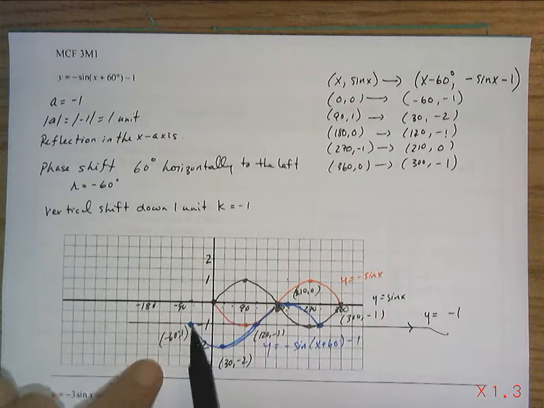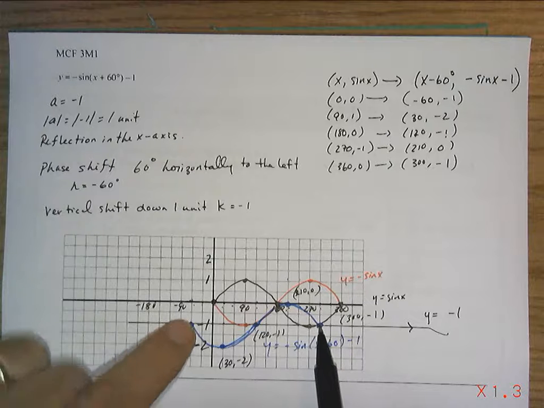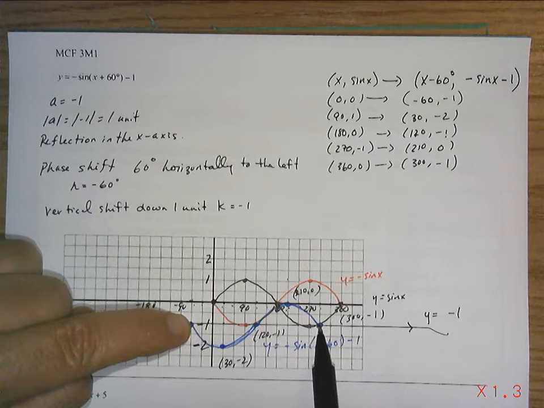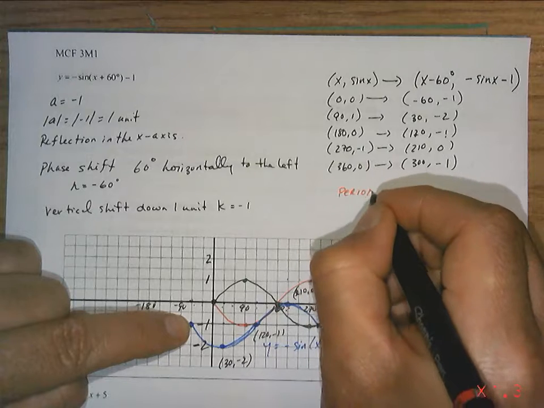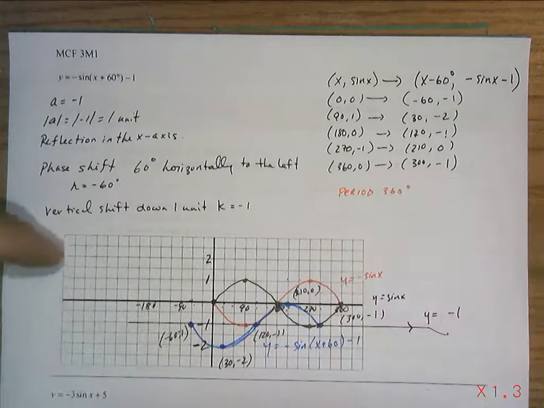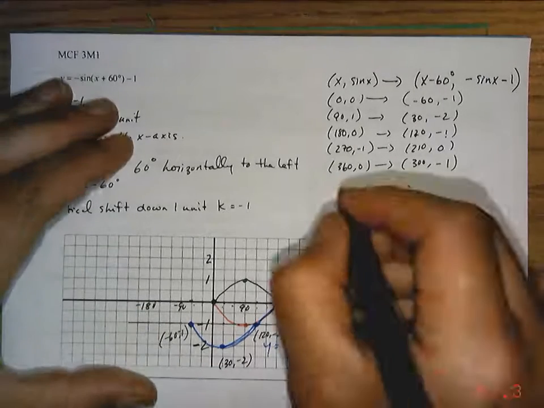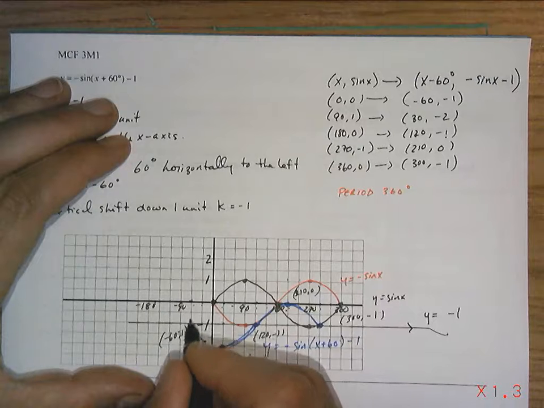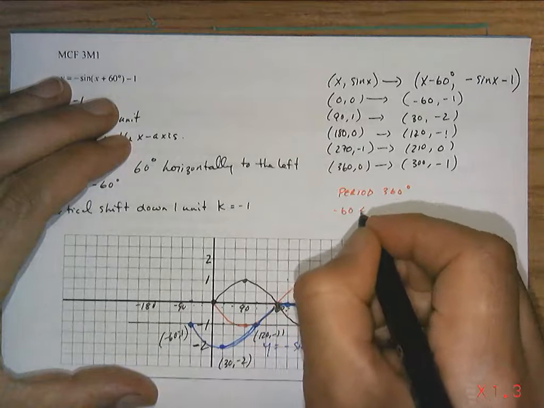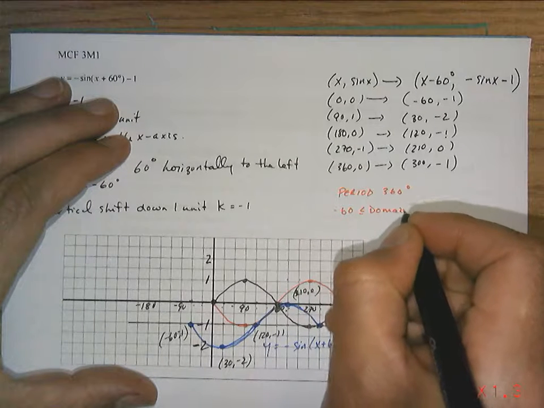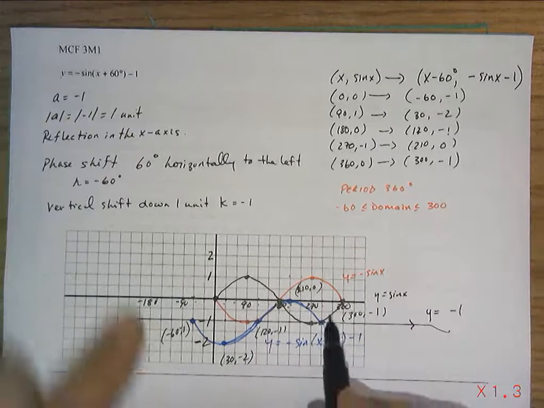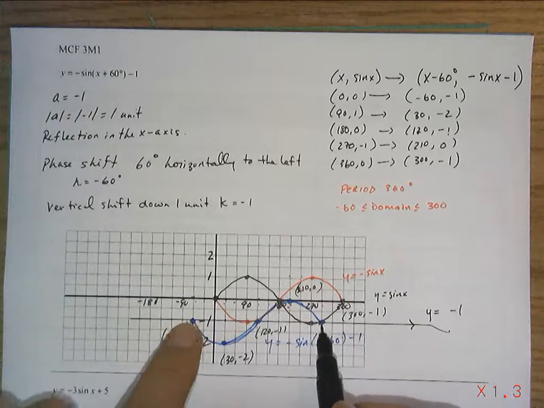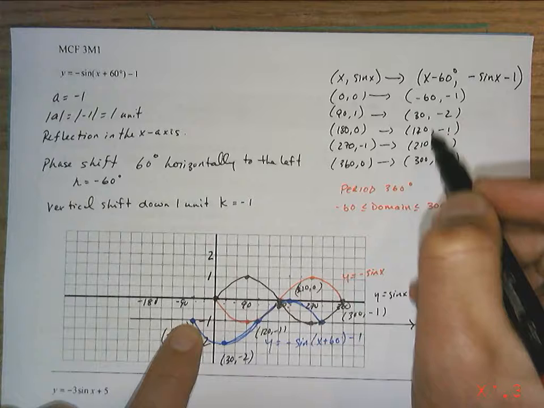The period hasn't changed. We've gone from negative 60 up to 300. That is still a period of 360 degrees. So we have a period of 360 degrees. That has not changed. Next, they want a domain. Well, the domain goes from negative 60 to 300. So the x values go anywhere from negative 60 to 300. We can see that really easily here.